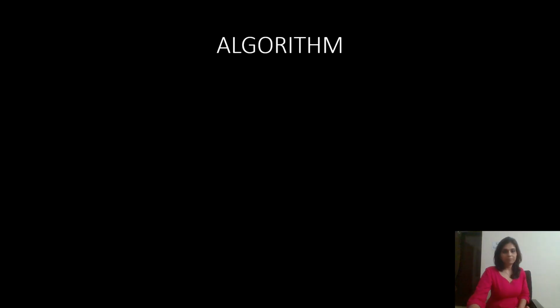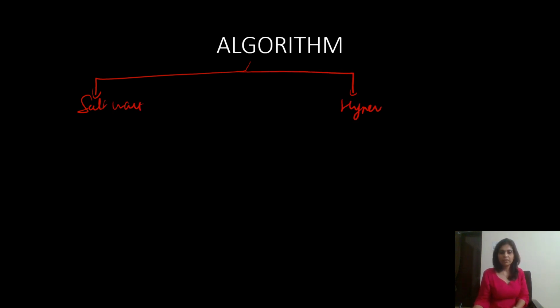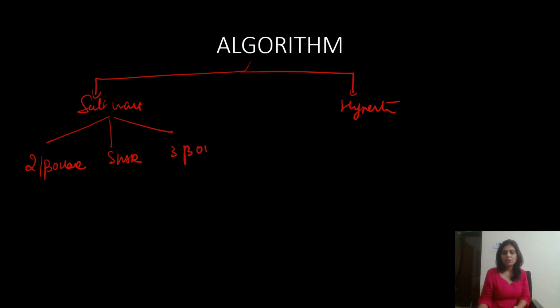Now, algorithm. Now you know the algorithm. We have already discussed everything. I'm going to just summarize it. Algorithm is you have to know whether it is a salt wasting form or a hypertensive form. If it is salt wasting form, what are the three causes I said? The common 21 beta hydroxylase defect, star protein defect, and 3 beta hydroxysteroid dehydrogenase defect.